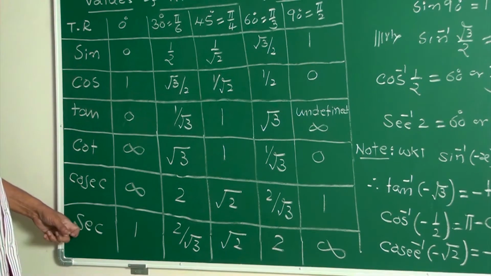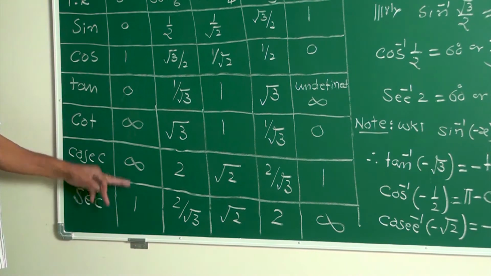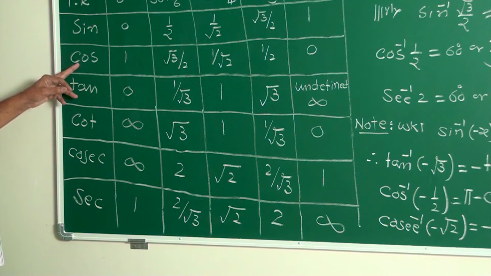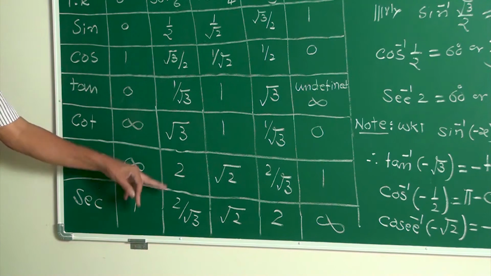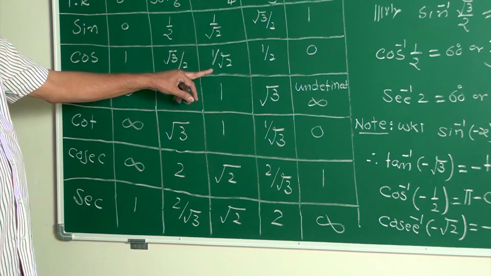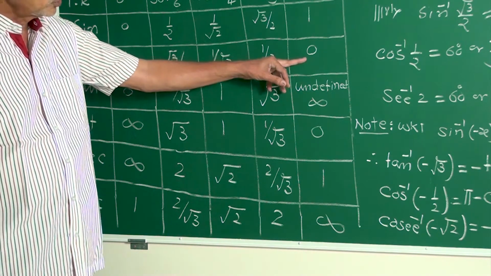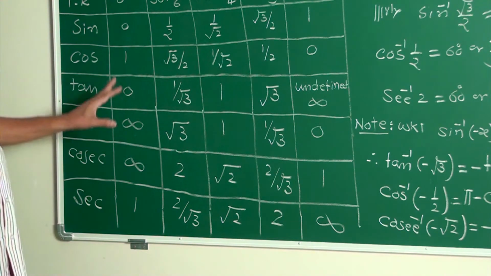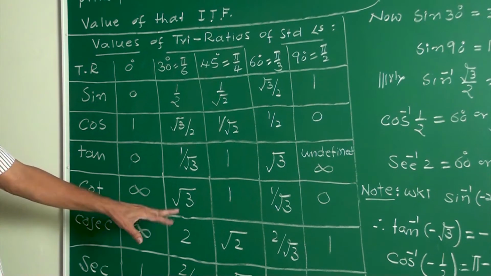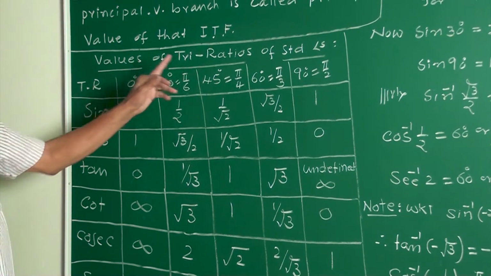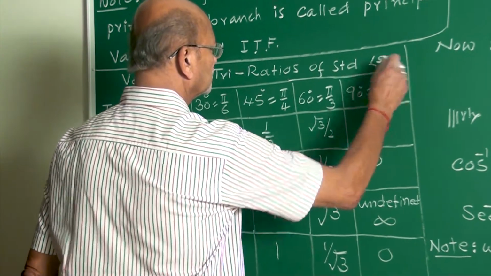This is with sec, my friends. Sec 0 is the reciprocal of 1, which is 1. Sec is the reciprocal of cos, 1 by cos. Sec 30 is 2 by root 3, sec 45 is root 2, sec 60 is 2, and sec 90 is the reciprocal of 0, infinite. These are the values of trigonometric ratios of standard angles. Just for your sake, I have reminded this list.